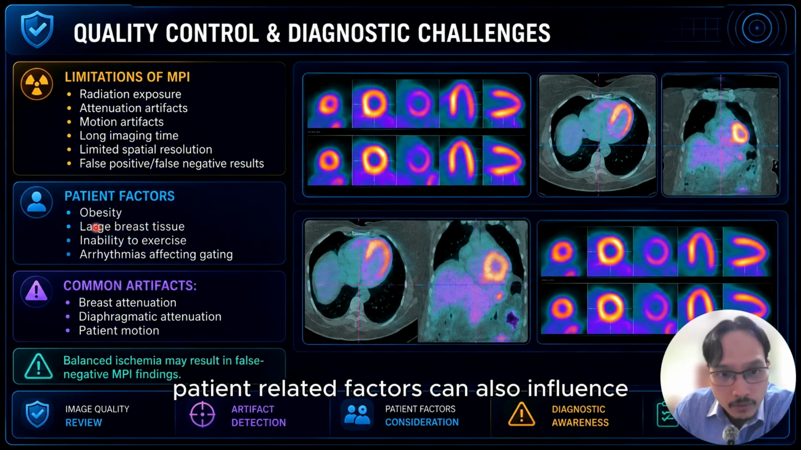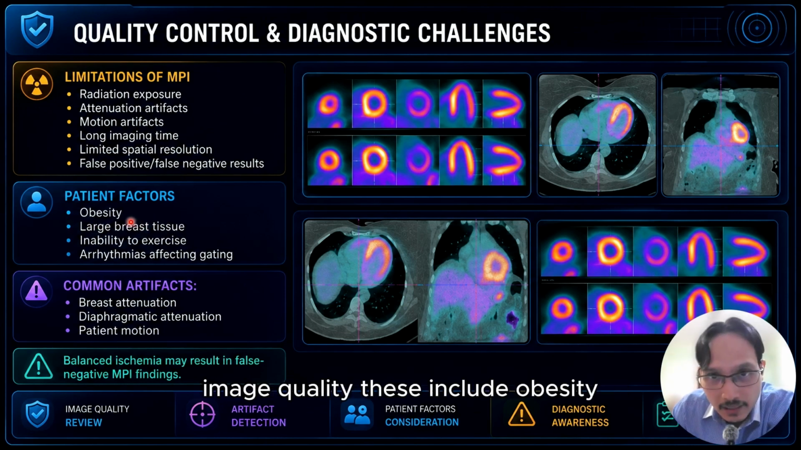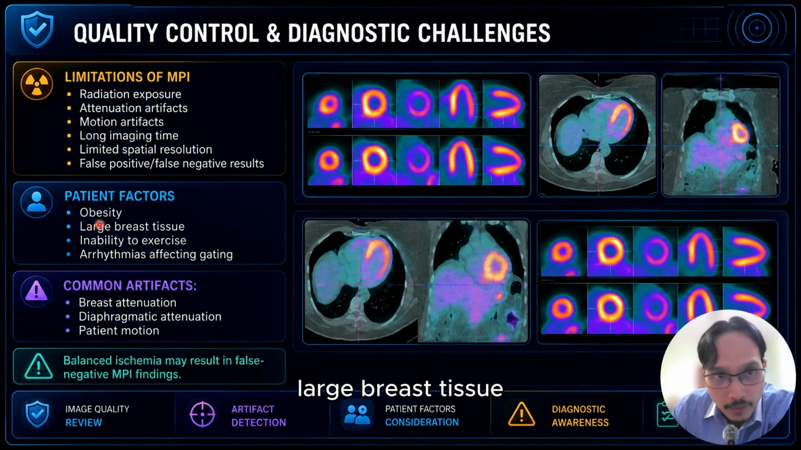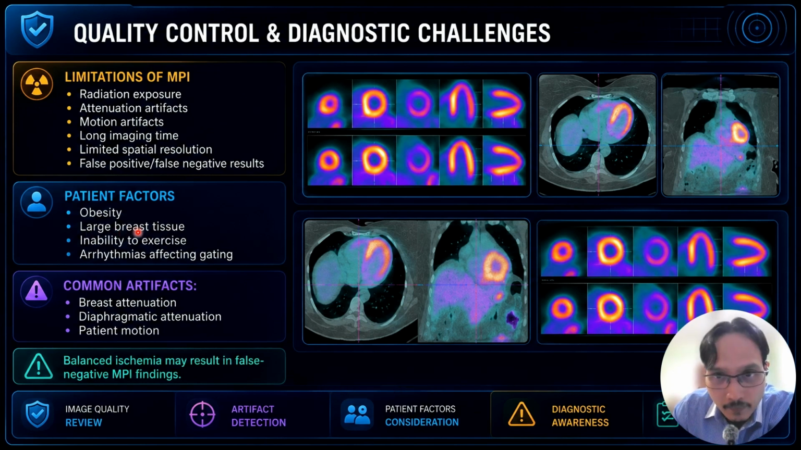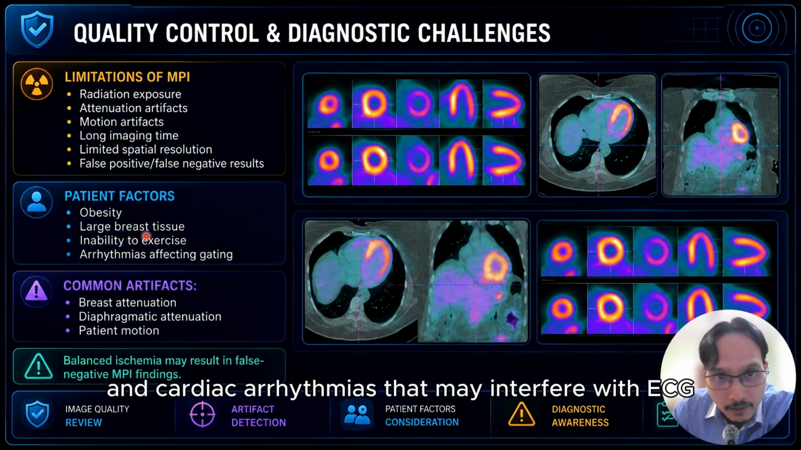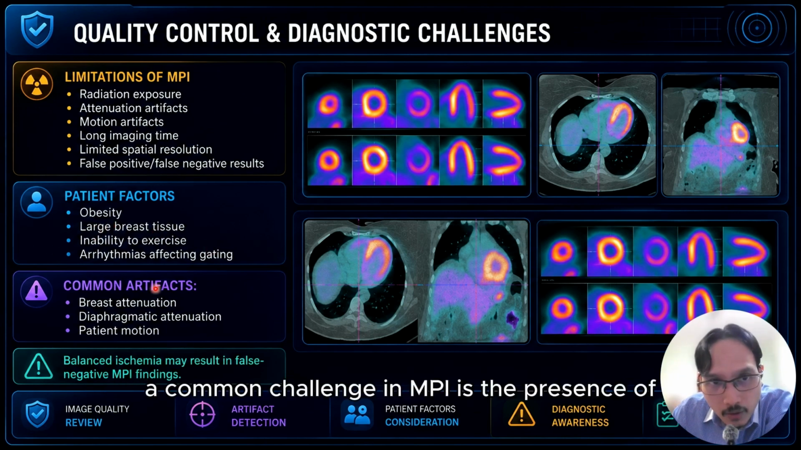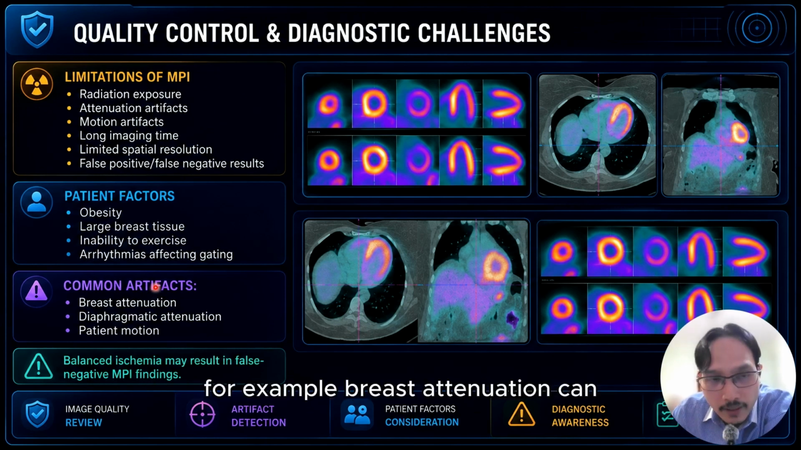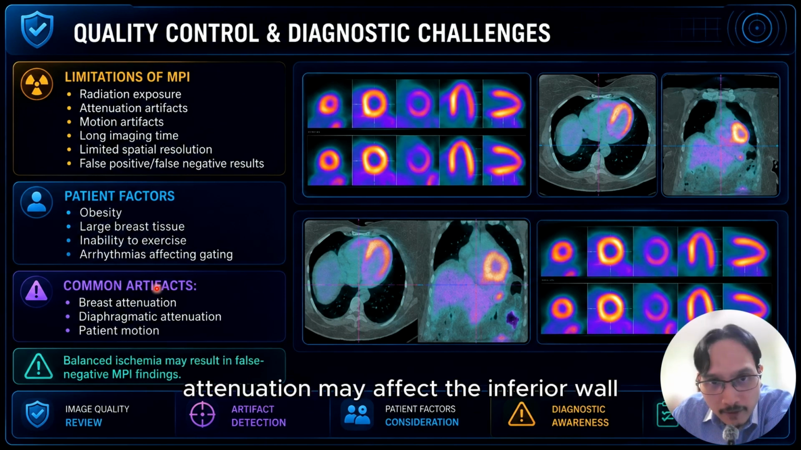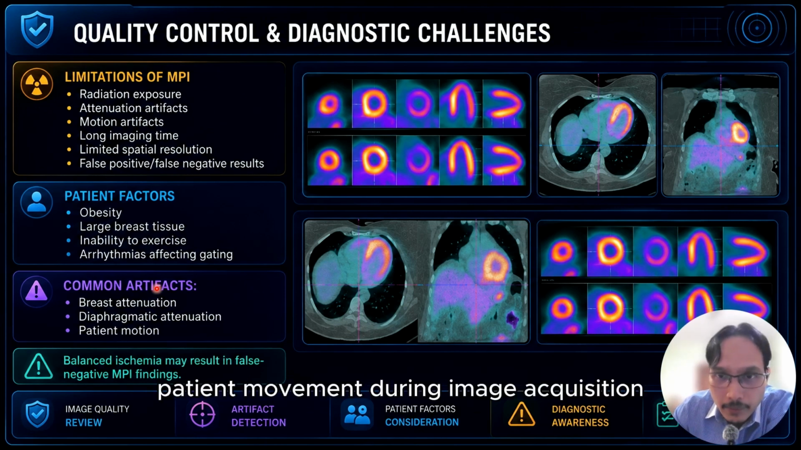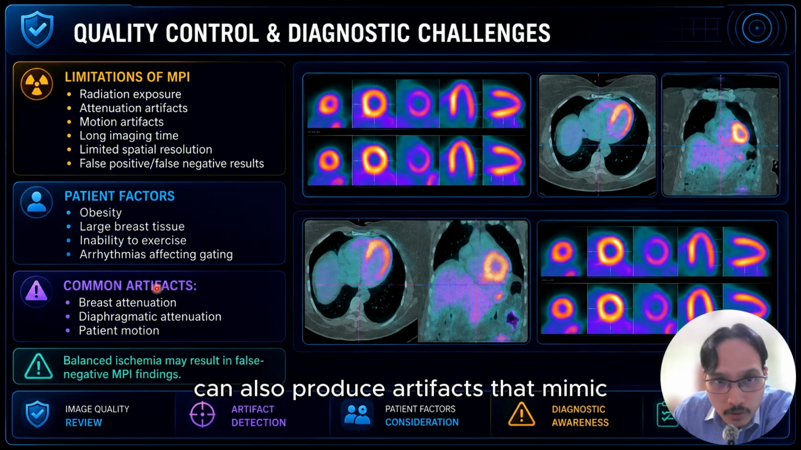Patient-related factors can also influence image quality. These include obesity, large breast tissue, inability to perform adequate exercise stress testing, and cardiac arrhythmias that may interfere with ECG gating. A common challenge in MPI is the presence of attenuation artifact. For example, breast attenuation can create an apparent defect in the anterior wall, while diaphragmatic attenuation may affect the inferior wall. Patient movement during image acquisition can also produce artifacts that mimic true perfusion defects.